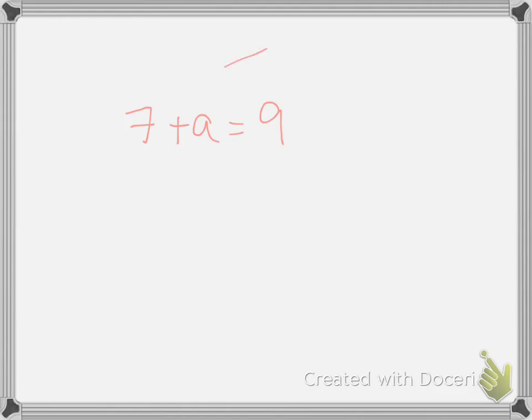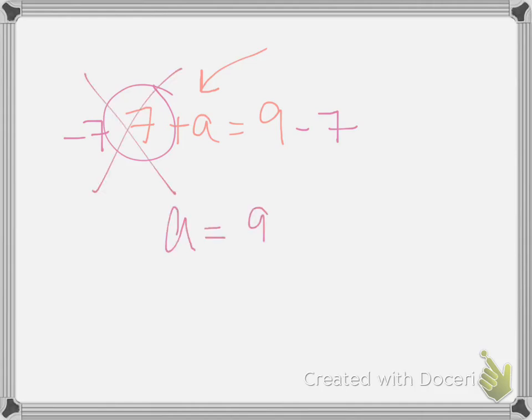So if I'm trying to get a by itself, I need to get rid of this 7 right here. To get rid of it on that side, I need to subtract 7, because right now it's added, so the only way to get rid of it is to subtract it. But what I do to one side, I have to do to the other side. So if I'm subtracting 7 from that side, I have to subtract 7 from this side, so the 7 goes away. I have a equals 9 minus 7, well 9 minus 7 is 2, so a equals 2.